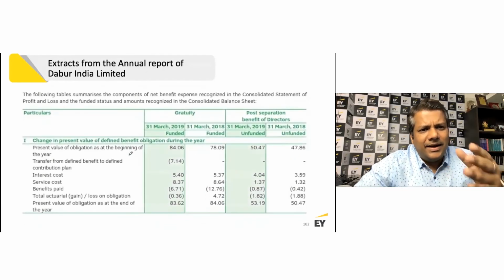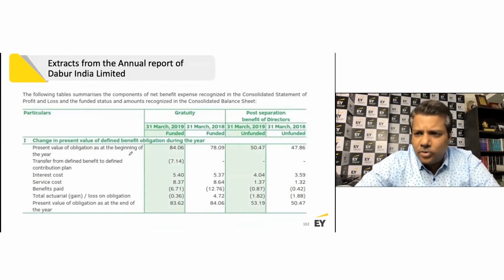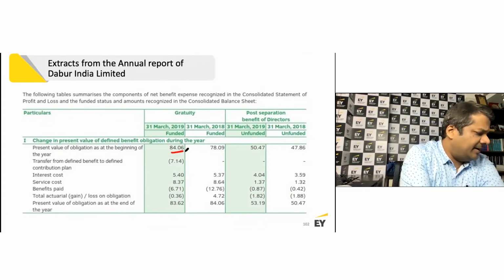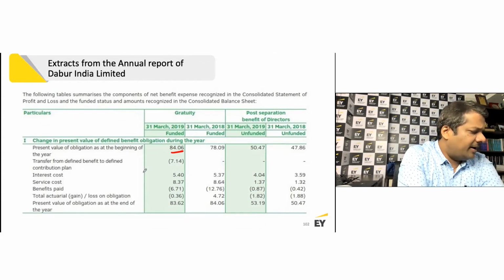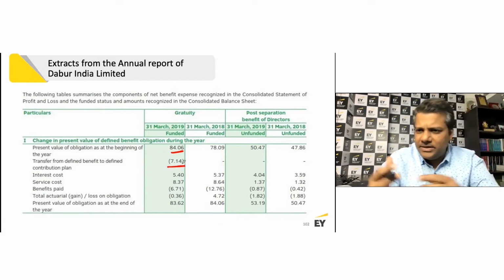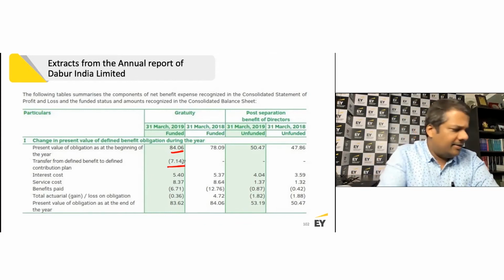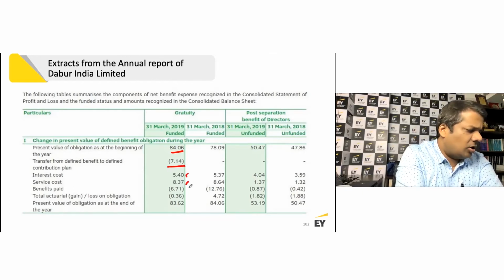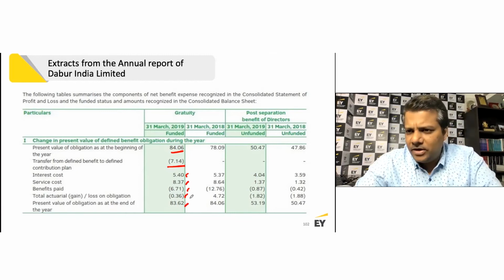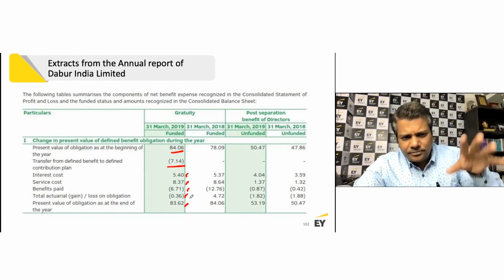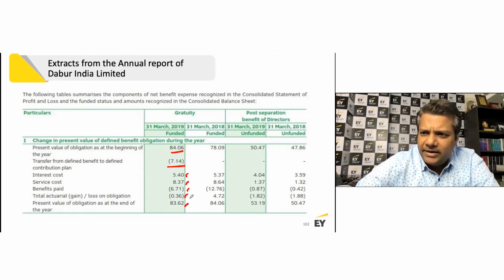And then you look at the detailed table, which talks about the different components of the retirement benefit cost, right? Which is your present value of obligation at the beginning of the year, and then there is a transfer from defined benefit to defined contribution plan. That means there is some change in the plan here. Then you have interest costs, service costs, benefits paid out, actuarial gain or loss, and then your projected benefit obligation at the end of the year. And you have to do it for the comparative period as well.